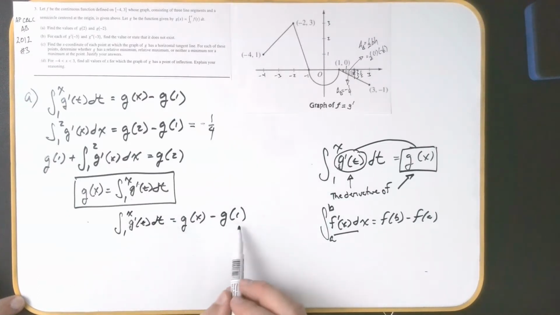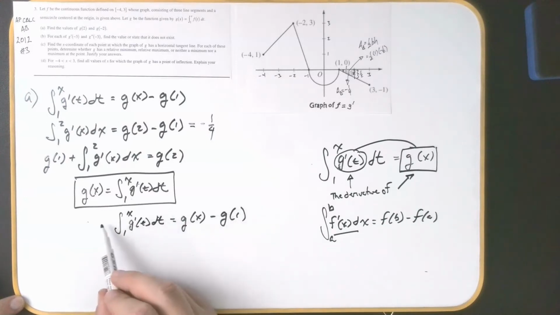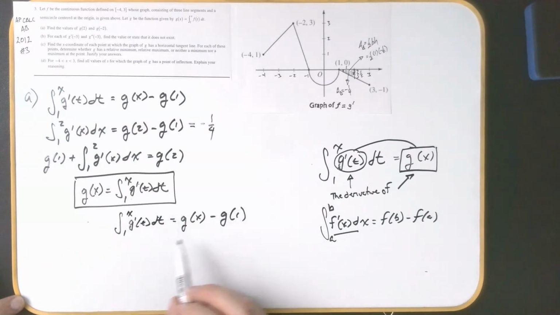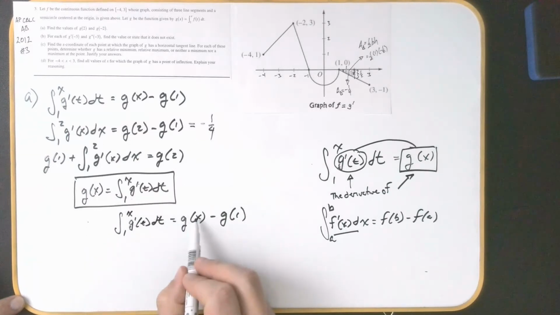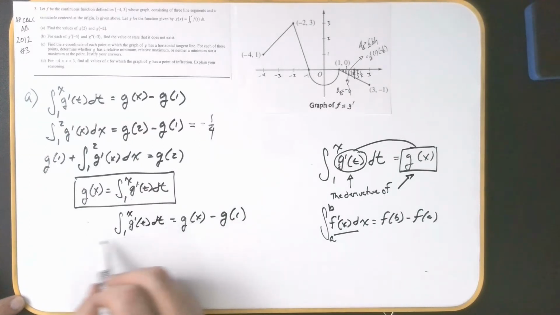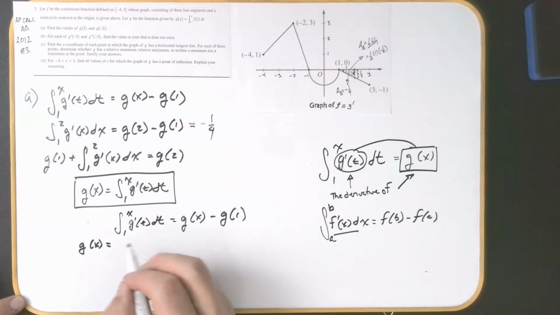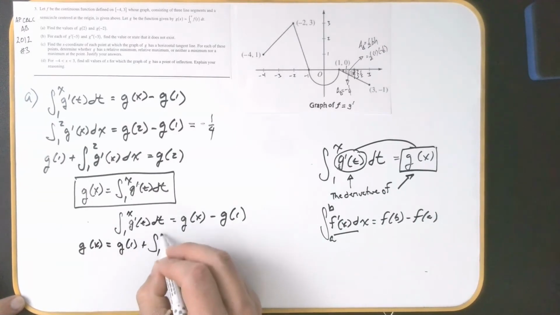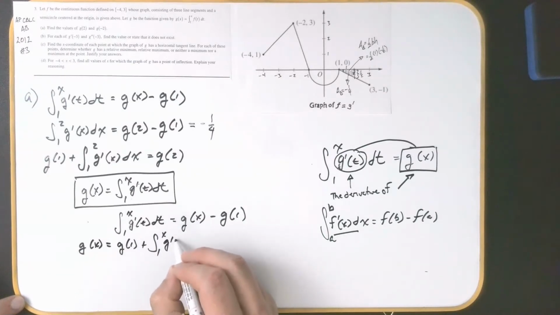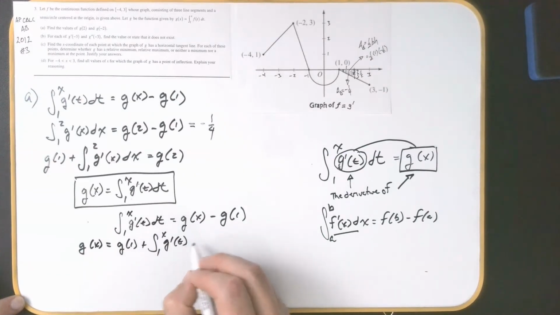Fundamental theorem, and then I'm just going to take this and bring this over here. This is what I want to show you: if I solve for g of x by bringing this over, like I did up above, I'm going to write g of x first. And so this winds up equaling g of x is equal to g of 1 plus the integral of 1 to x of g prime of t dt.